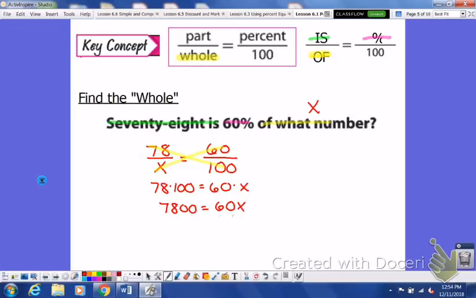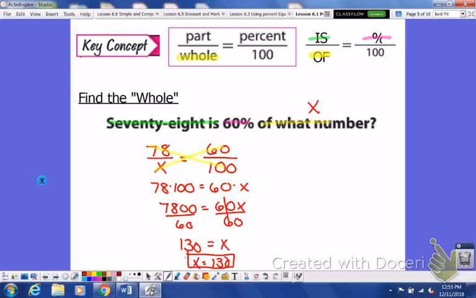equals 60x. Divide by 60. That 60 is gone. Divide out to 1. And 7,800 divided by 60 is 130. And if you want, you can rewrite it with the x first. So x equals 130. Final answer.